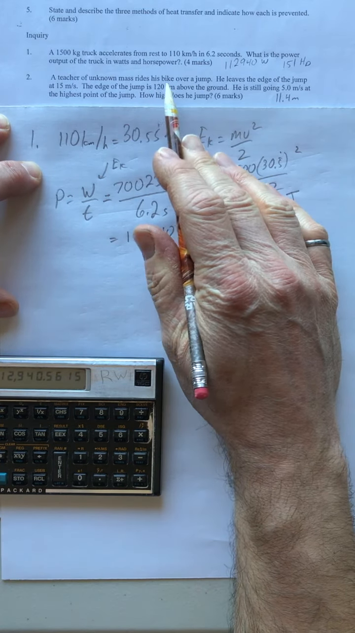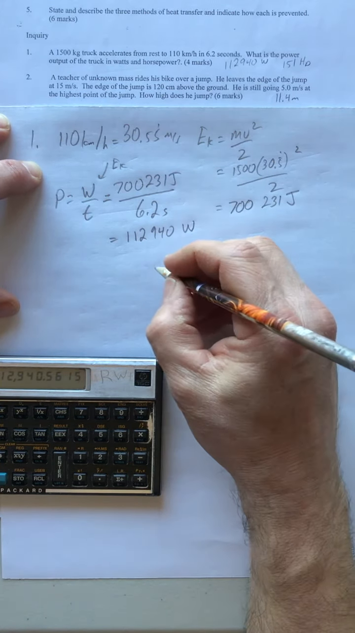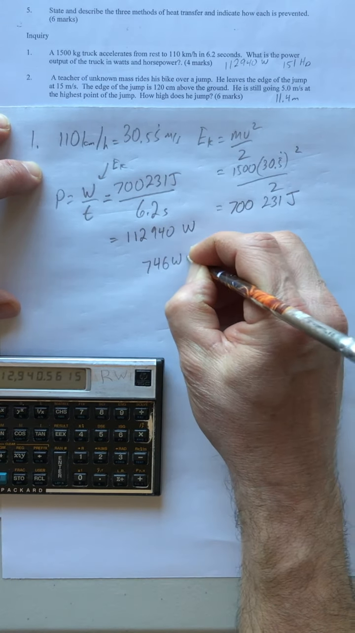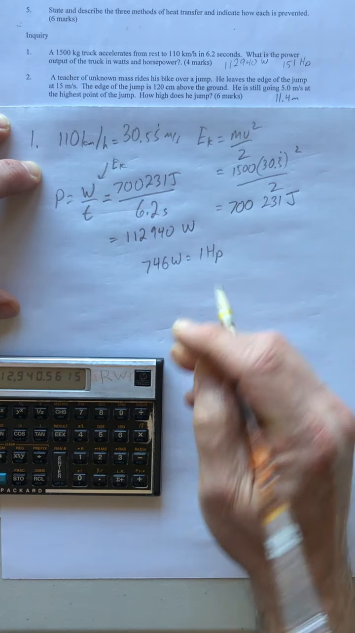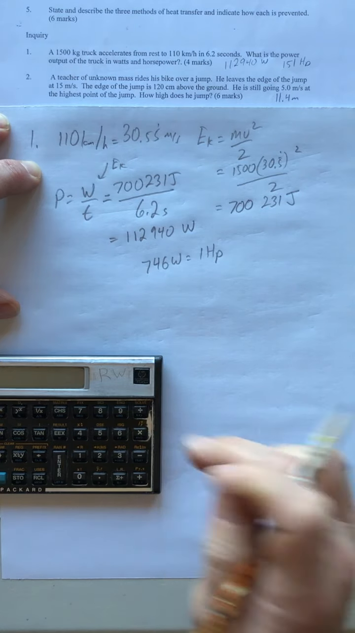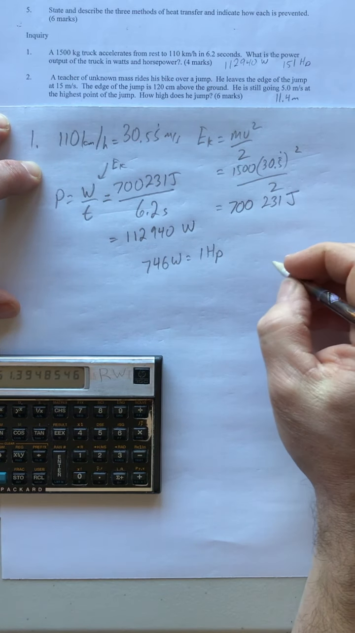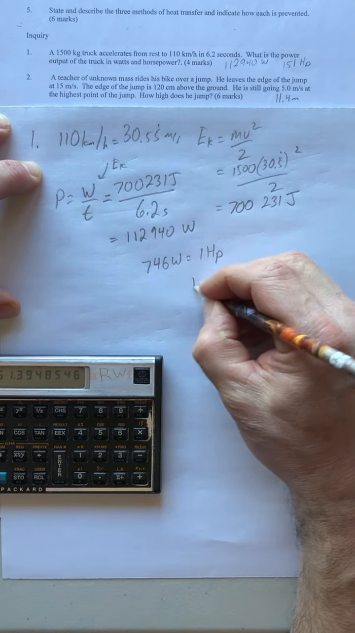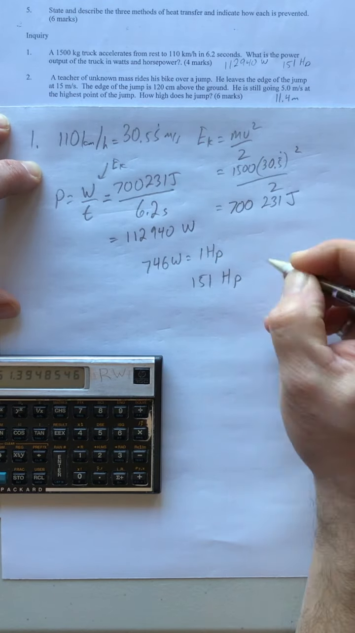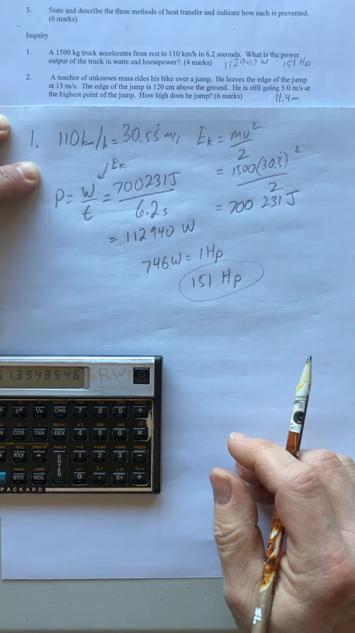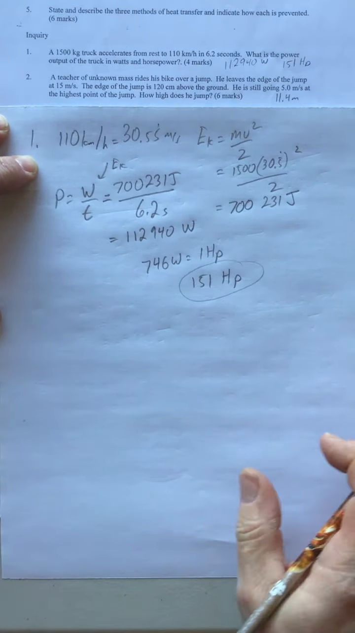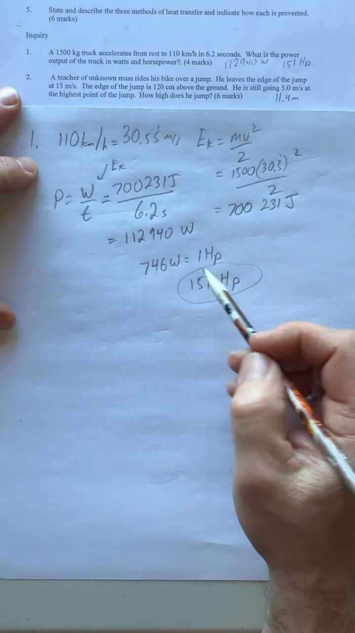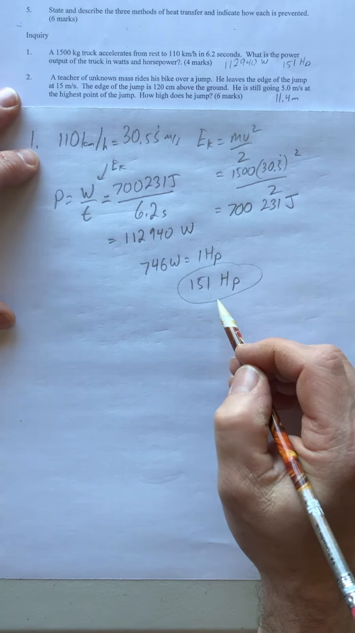Again, they also want horsepower. Horsepower is 746 watts. Okay, so if I divide that by 746, I get 151 horsepower. Okay, that's an old term. We used to use horses to plow the fields, but we've since pretty much used watts now. Race cars still talk about horsepower.